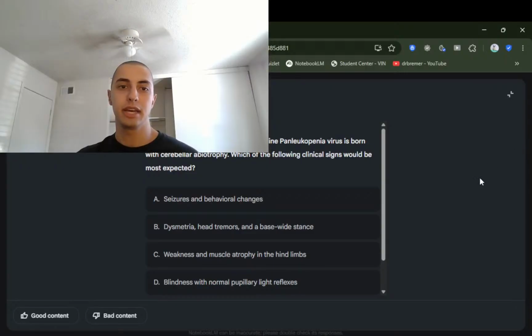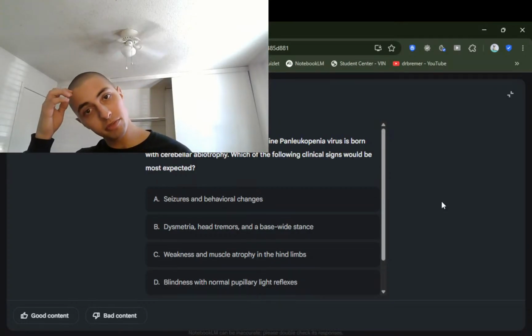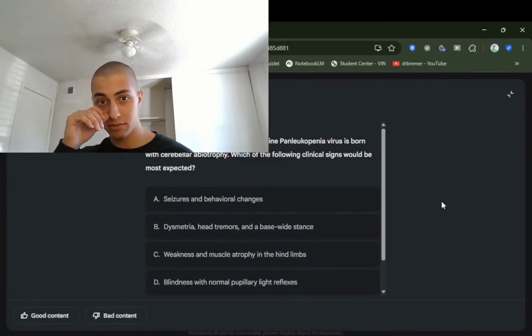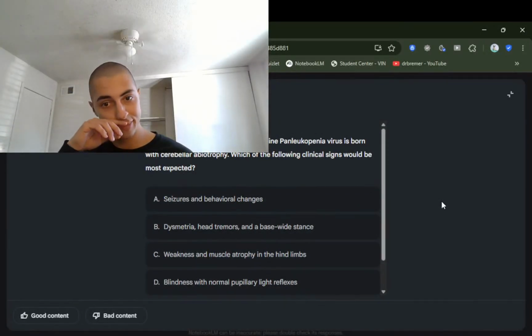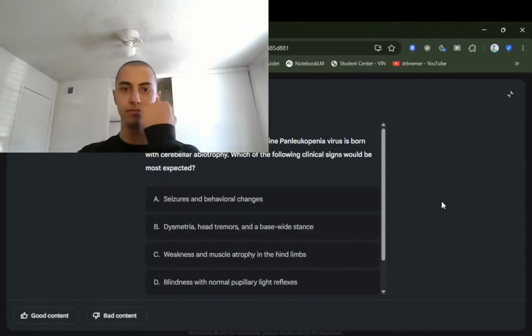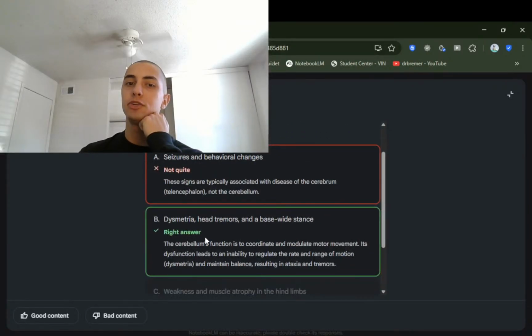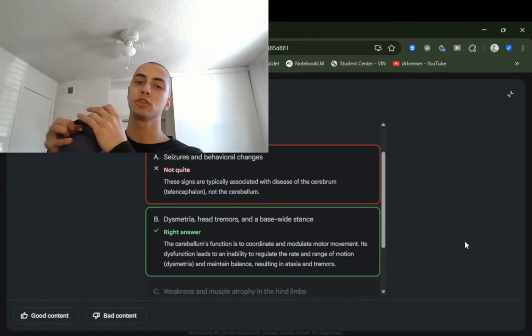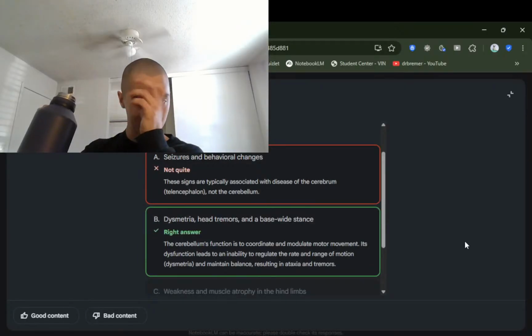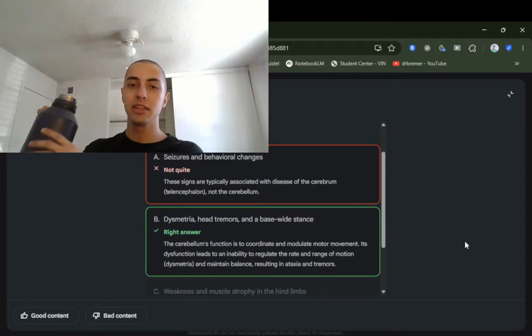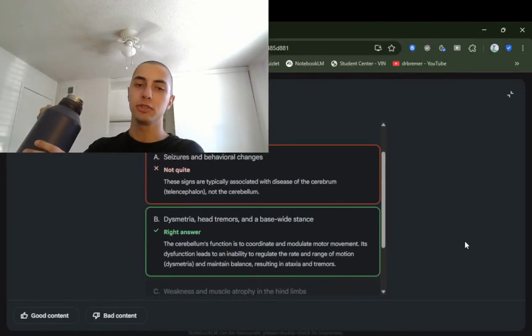Okay. A cat that was infected in utero with feline panleukopenia virus is born with cerebellar abiotrophy. Which of the following clinical signs would be most expected? Dysmetria, head tremors, and a base-wide stance. The cerebellum's function is to coordinate and modulate motor movement. Its dysfunction leads to an inability to regulate the rate and range of motion, which is dysmetria, and maintain balance, resulting in ataxia and tremors.